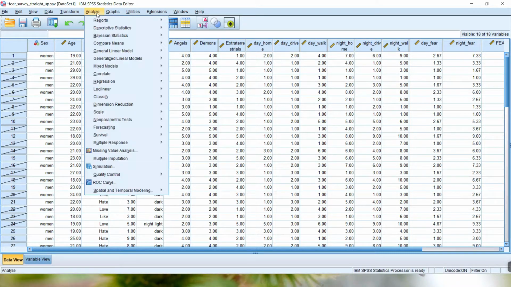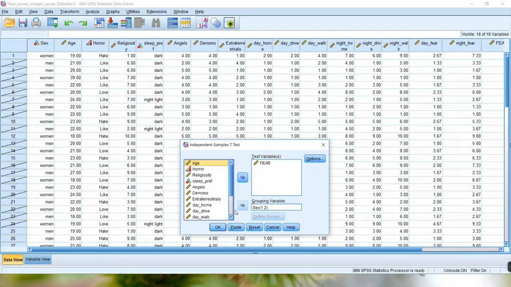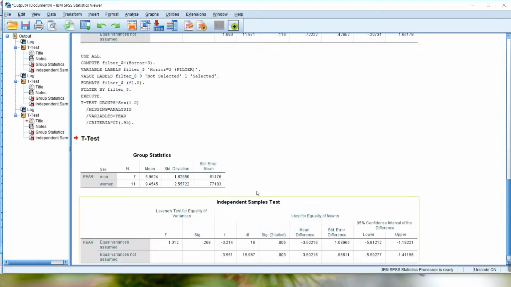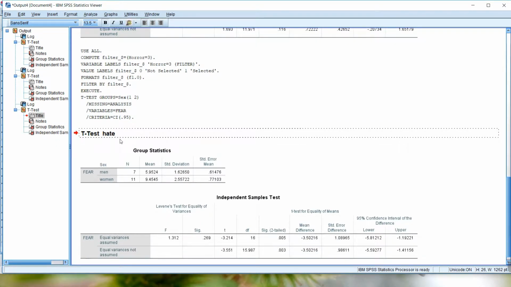So now we can do our third t-test. We go to Analyze, Compare Means, Independent t-test. It's already set up. Hit OK. These are for the people who hate. I'm just double clicking next to the t-test, so it gets me into that bar where I can type.